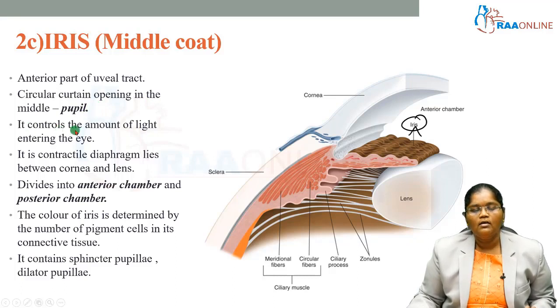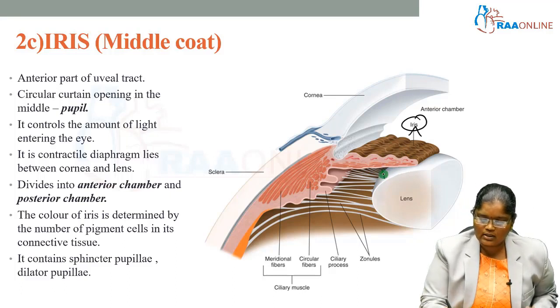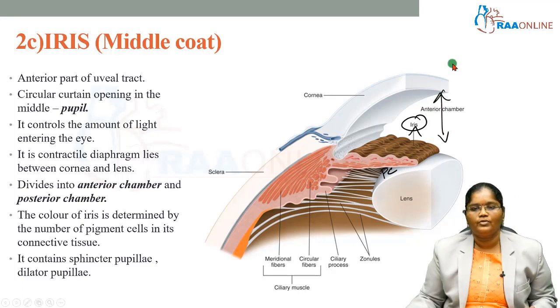It controls the amount of light entering the eye, and it is the contractile diaphragm that lies between the cornea and the lens. So this is the cornea and this is the lens. This iris divides the anterior segment into two. In front of the iris is the anterior chamber, and the portion that lies between the iris and the lens is the posterior chamber. So this is the posterior chamber and this portion is the anterior chamber of the eye.